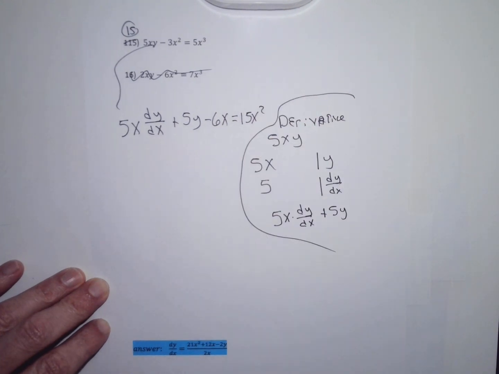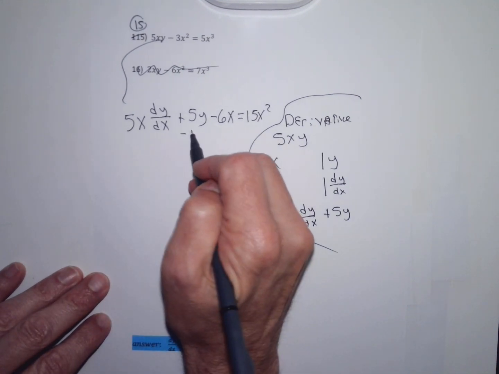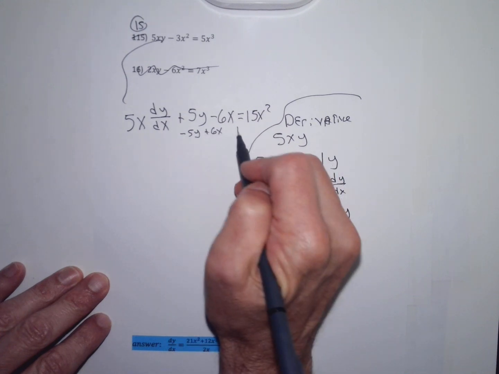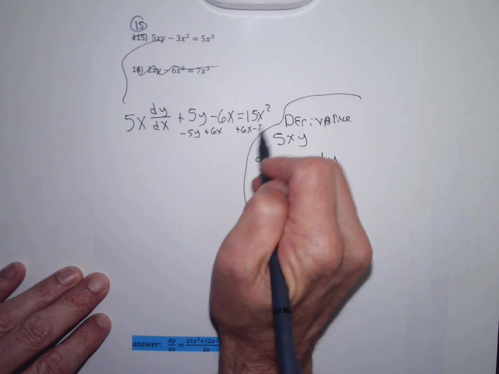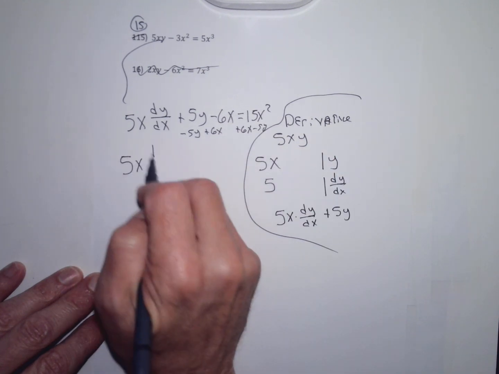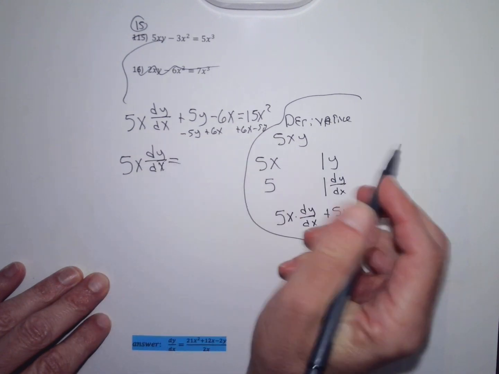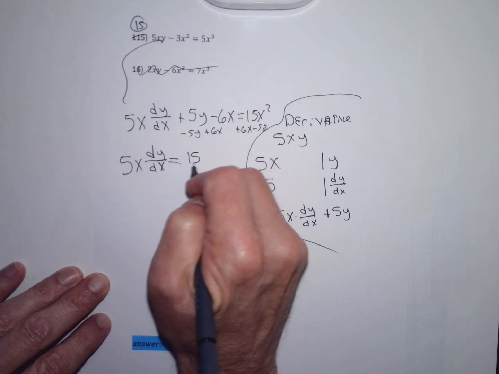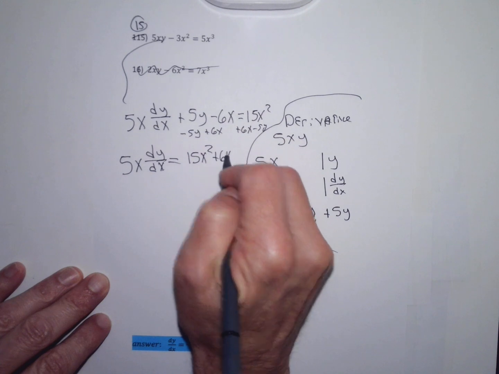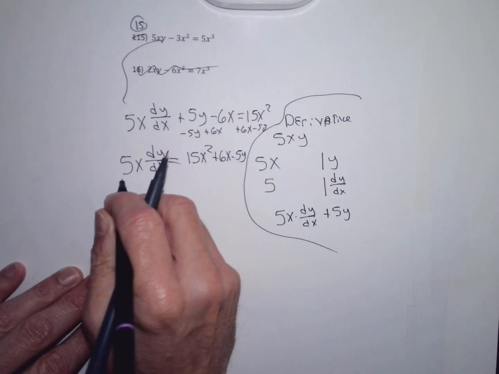So now I've found the derivative, I just need to solve it for dy dx. I'm going to minus 5y and add 6x to both sides. And I'm going to do the 6x first and the 5y second. This is going to give me 5x dy dx equals 15x squared plus 6x minus 5y. And if I big fraction divide, it won't reduce.